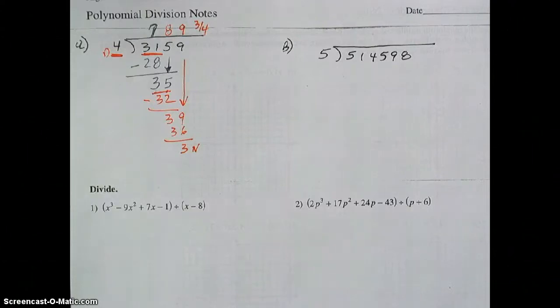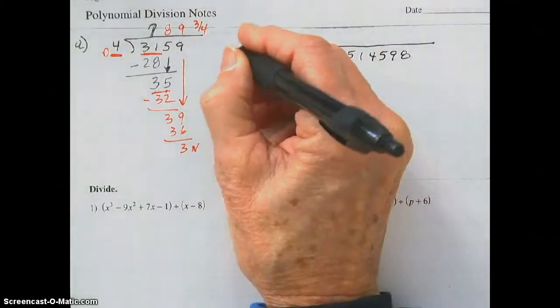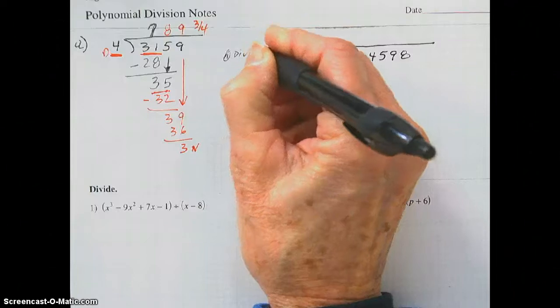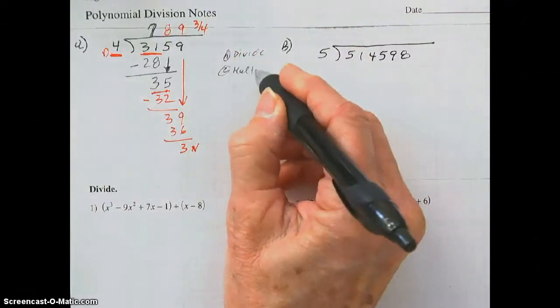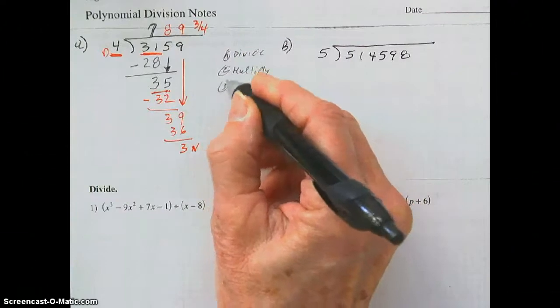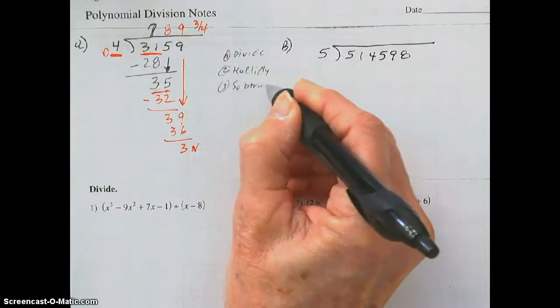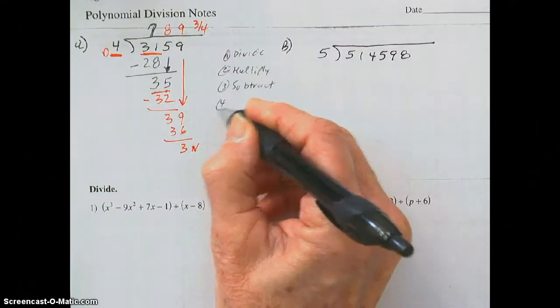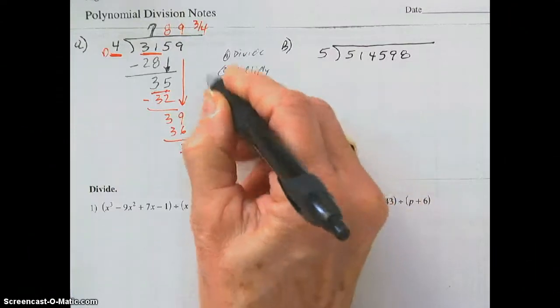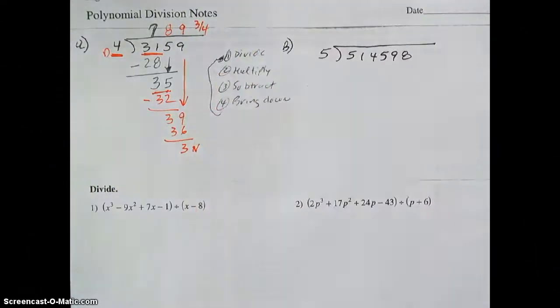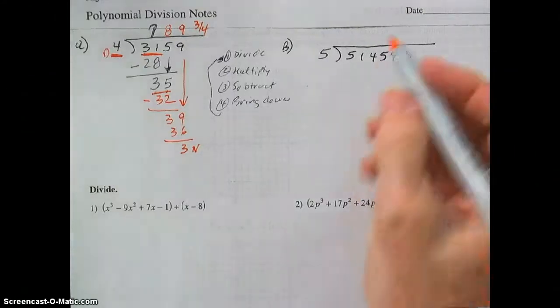And let me write down those steps that we did. Okay, so the first thing we do is we divide. The next thing we do is multiply. We subtract next. We bring down the next number, and then we repeat the process. So we're going to do that same thing with variables. It's going to look a little harder, but again, just kind of think of this 4-step process.